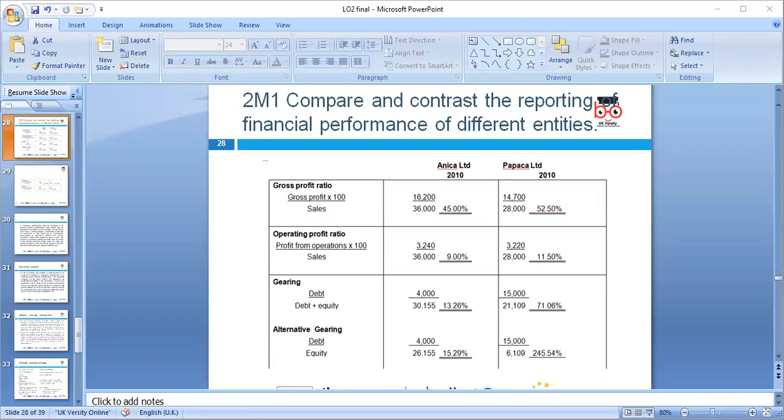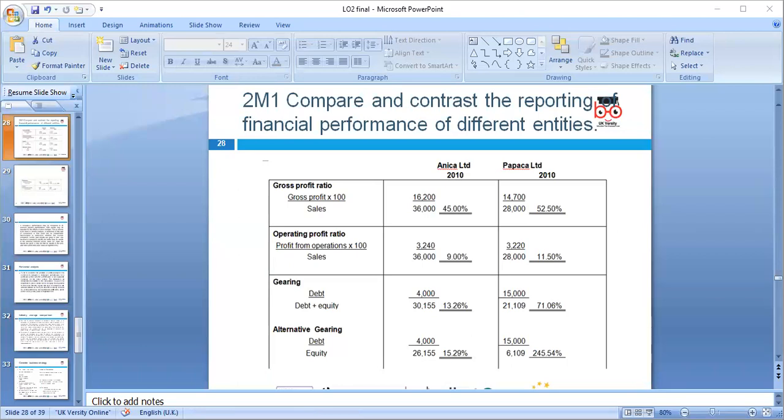Gross profit divided by sales, that's the profitability ratio. And this is the Anika and Papika example we quoted, which has been given on our Moodle page as well. We pick our figures from the statement of comprehensive income, the income statement, or what we call profit and loss. So gross profit divided by sales, which we call revenue, multiplied by 100, so we convert it to a percentage. So we can compare which company performs better.